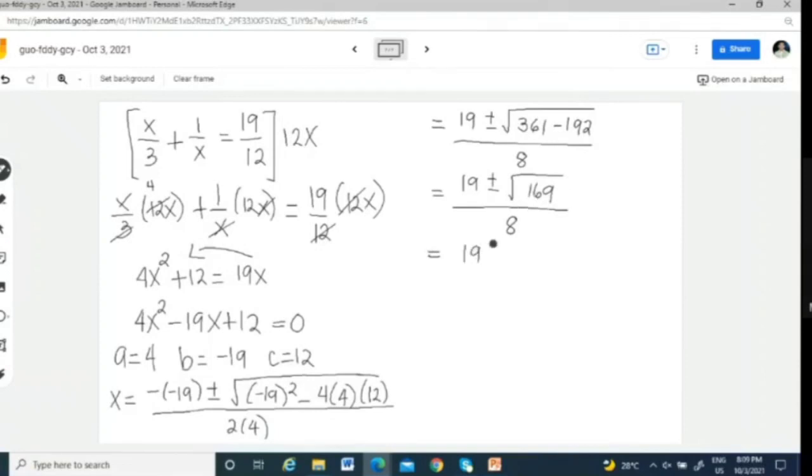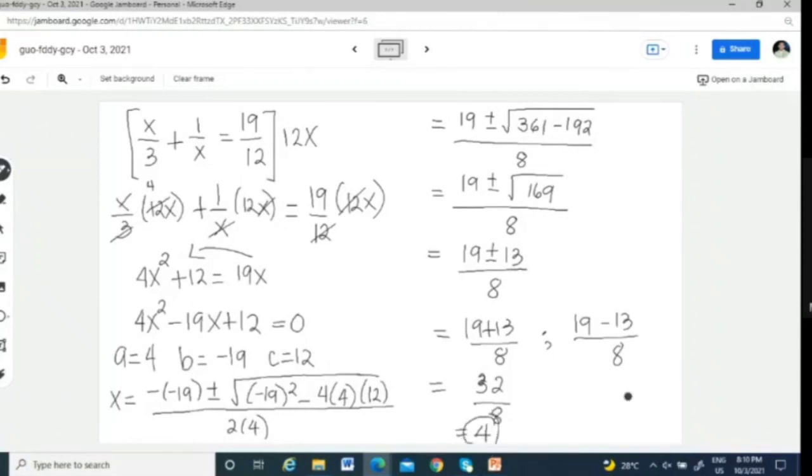So we will have 19 plus and minus 13 all over 8. We are going to separate the positive and the negative sign. So we will have 19 plus 13 over 8, and the other one is 19 minus 13 all over 8. 19 plus 13 is equal to 32 over 8, and 32 over 8 is equal to 4. That's the first root.